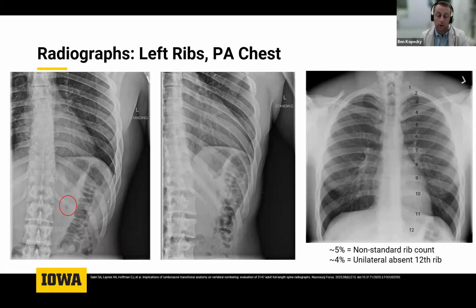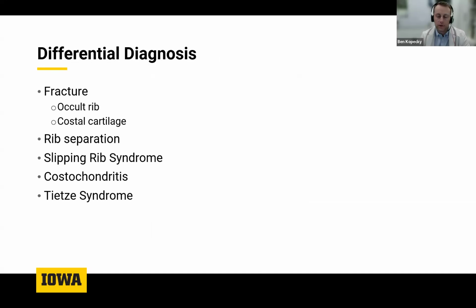an absent 12th rib. So our differential diagnosis at this point includes an occult rib fracture, not seen on an X-ray, as well as costal cartilage fracture or rib separation, given the traumatic nature of the injury. Slipping rib syndrome is when trauma or deformity allows the cartilaginous edges of ribs 8 through 10 to click, pop, or slip under the rib above. Costochondritis and Tietze syndrome are in the differential. Tietze syndrome is a painful, palpable, non-suppurative swelling of the costosternal joint.